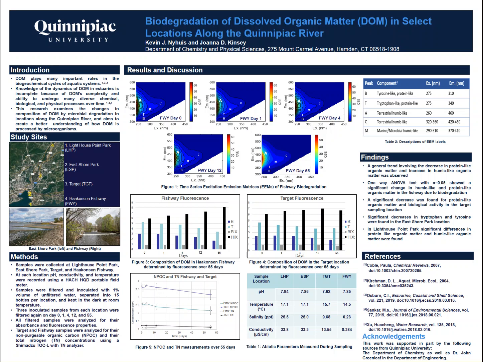There appears to be a slight decrease in NPOC concentration, which could be from the microorganisms converting organic matter that they consume into carbon dioxide and respiring it. And we don't see much change in the total nitrogen concentration over 55 days. However, neither of these changes were considered to be significant enough to confidently draw conclusions from using the one-way analysis of variance test. The dissolved organic matter in the Quinnipiac River estuary will eventually be either converted to CO2 or enter the Long Island Sound.